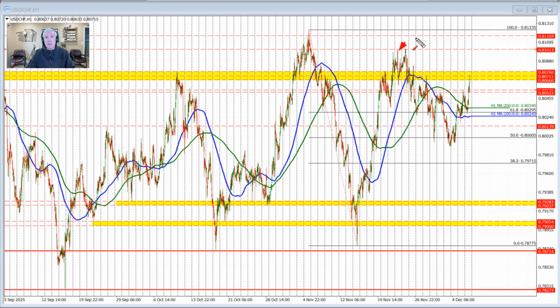Above that is this high price from the month of October, or early November, I should say, 0.812335. Those would be the next key targets on the top side.